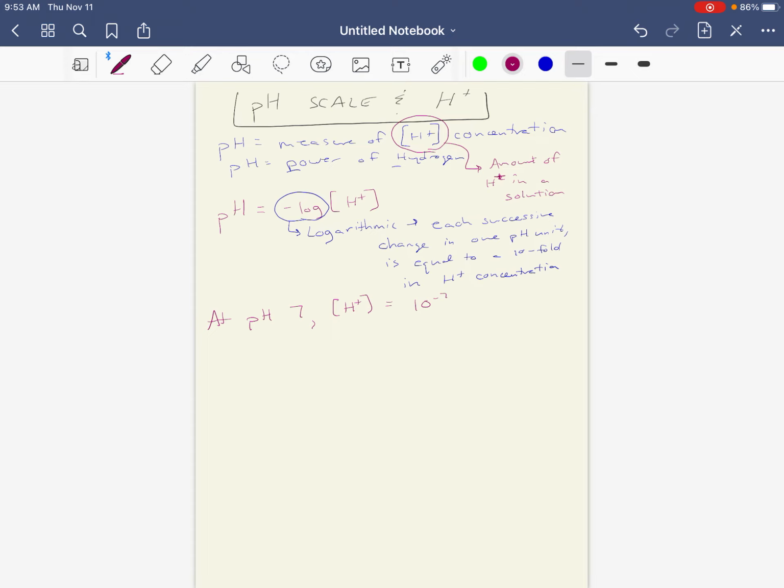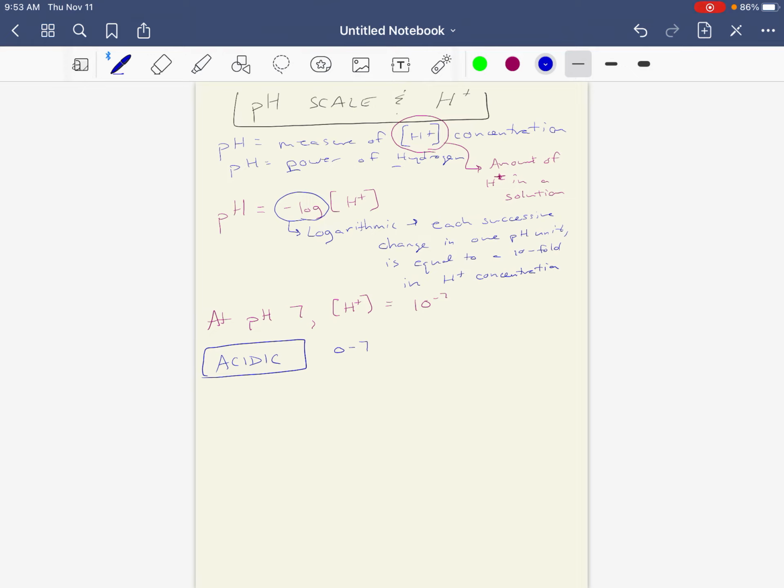But let's just start with this: at a pH of 7, the hydrogen concentration in a solution is equal to 10 to the negative 7. However many hydrogen ions that is in a solution, that's what we're considering neutral. How does it change if we go acidic or basic?